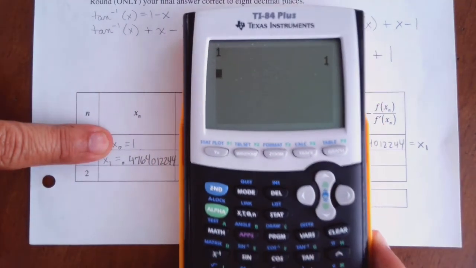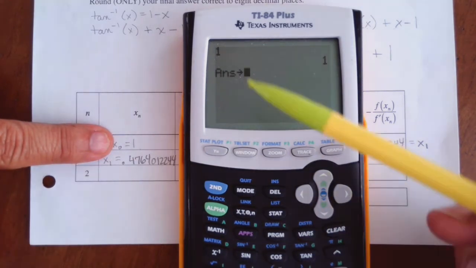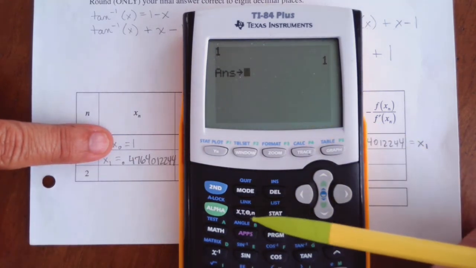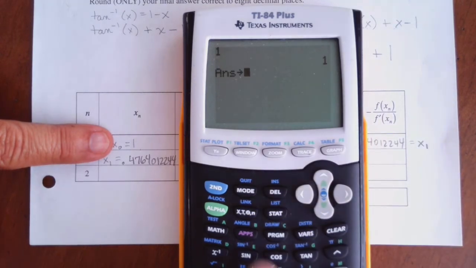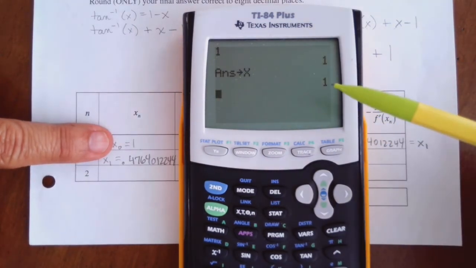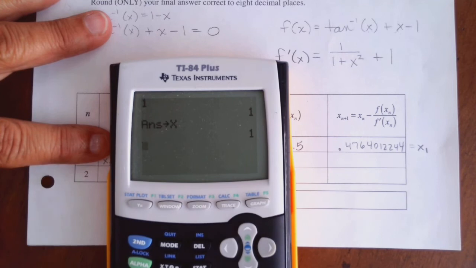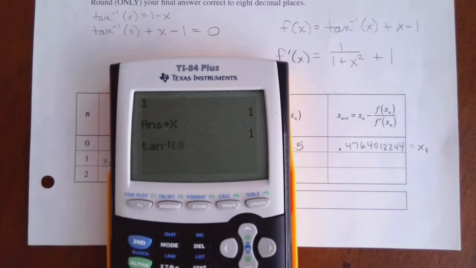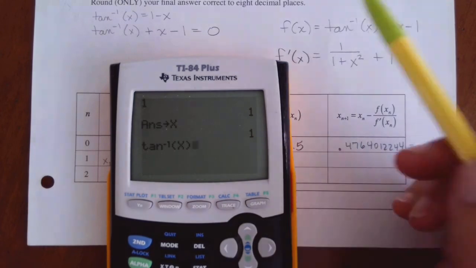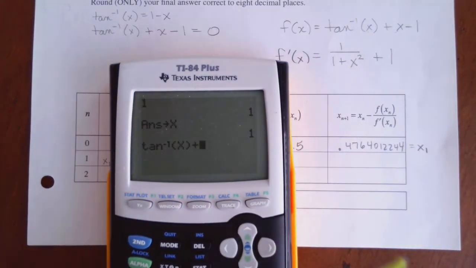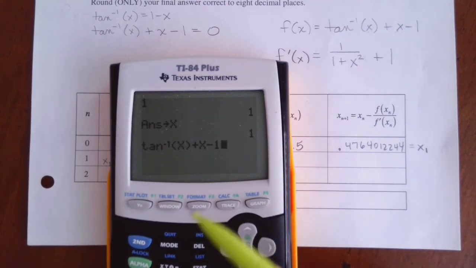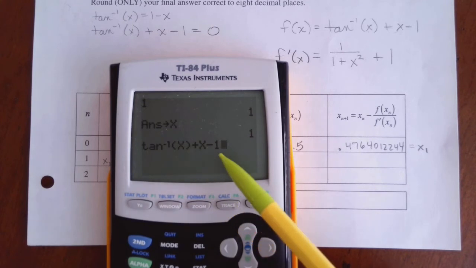Okay, go ahead and hit store, and then you have to tell it where you want to store it. So we're going to use x. Always x to store on this calculator. So we're going to hit x and then hit enter. So now your calculator knows that anytime you have x in a problem, it's going to plug in 1 to that. So now I'm going to type in my function first and then the derivative. Okay, so inverse tangent of x, close my parentheses, plus x minus 1. Now, when I hit enter, it's going to plug in 1 into these and give me the answer.